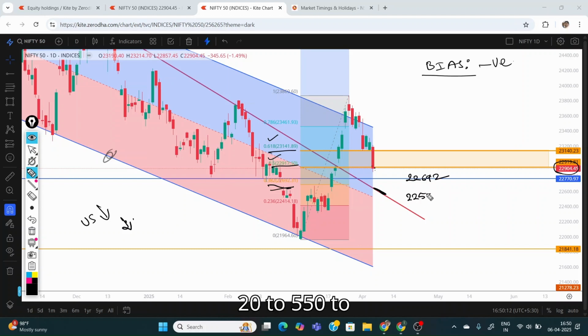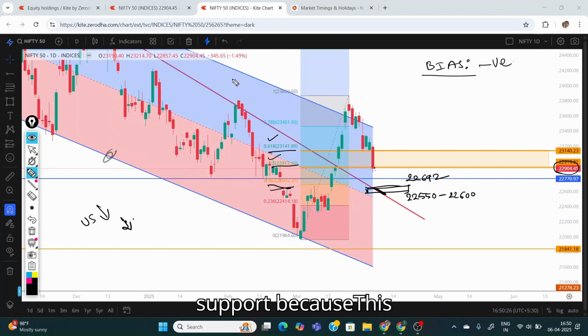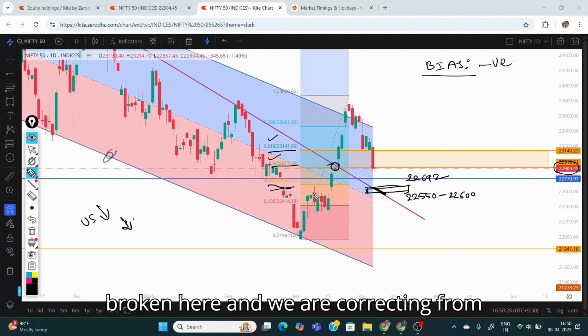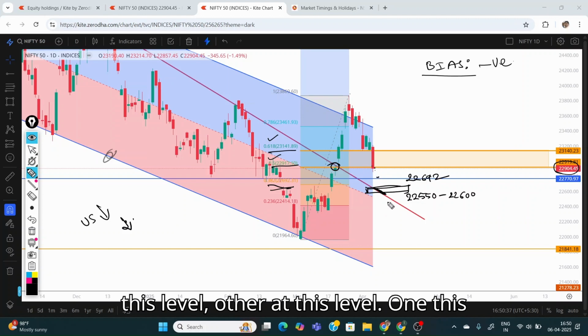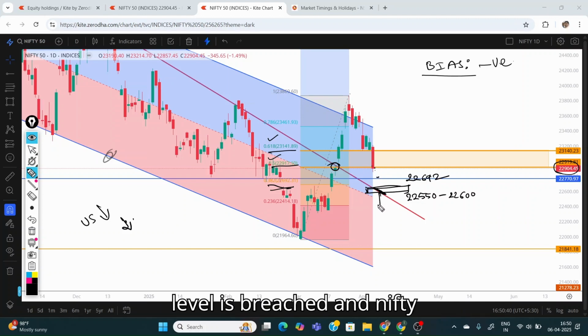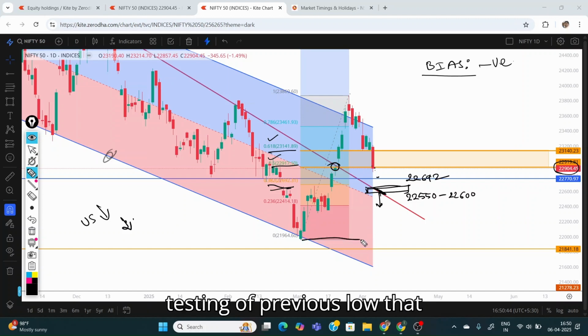22,550 to 22,600 is going to act as some sort of a support. So in this zone, you may find support because this is a long-term trend which has been broken here and we are correcting from the top. So if at all there is going to be any support, we expect one at this level, other at this level.